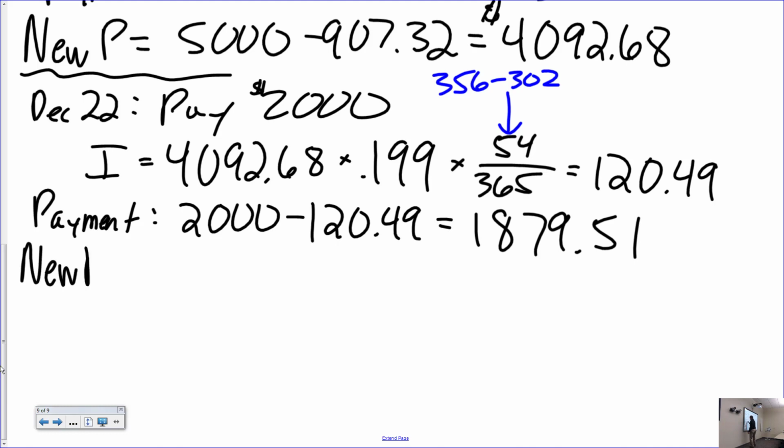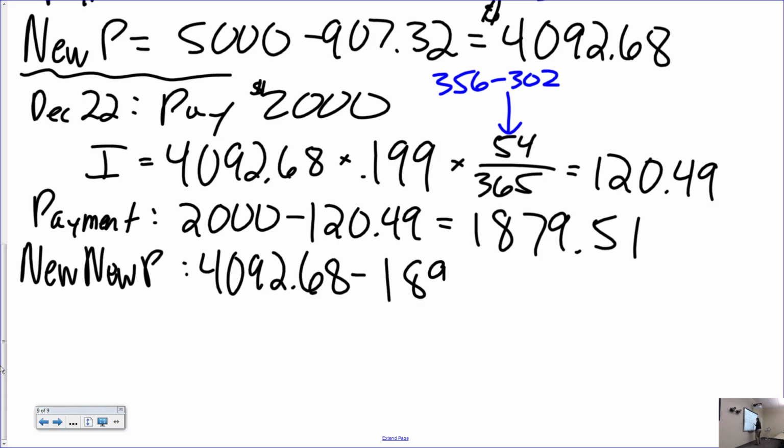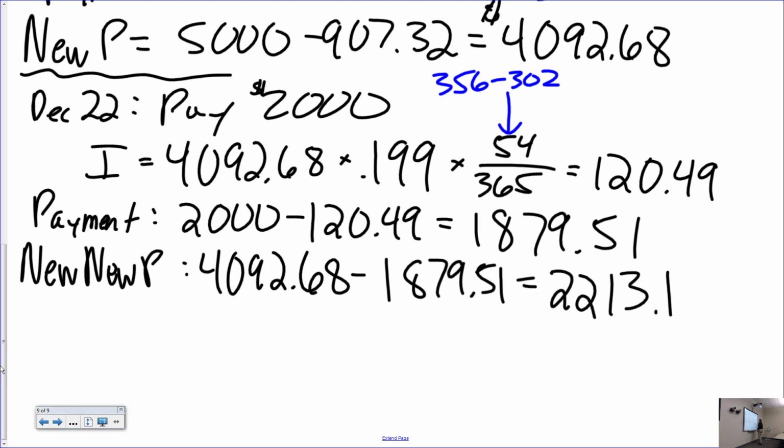Exactly. Get your new principal. 4,092.68 minus 1879.51 is 2213.17. Almost home, folks.